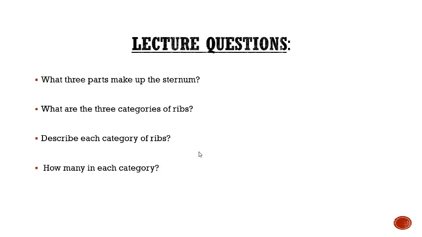Again, you can look at the calendar to see when these questions are due. What three parts make up the sternum? What are the three categories of ribs? Describe each category of rib. And then how many are in each category. Very, very straightforward A&P questions. Hopefully shouldn't be an issue. If you do ever have an issue with these questions, feel free to email me at any time.